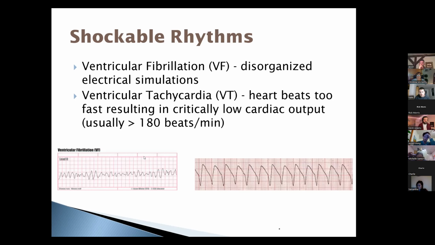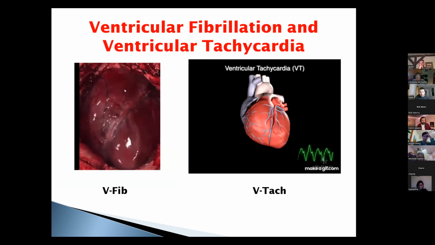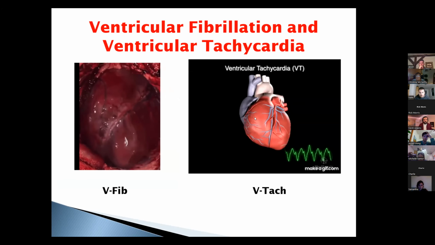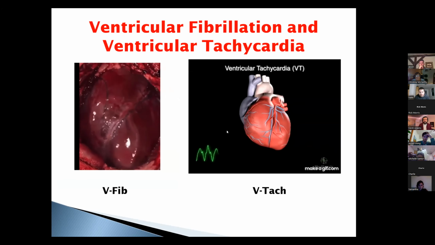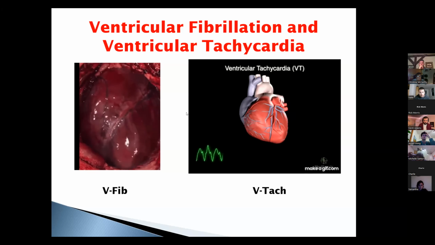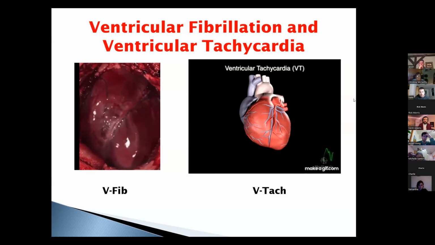So VF will look like this on a monitor, even though we can't determine it. It'll look way wonky and wavy. Whereas VT will just look like really, really fast heartbeats. So this is what it kind of looks like. This is a real heart in VF. It looks like a bag of worms. It's just jiggling. Whereas in ventricular tachycardia the ventricles are beating too fast to allow any oxygen or any blood in. And both of these people will be unresponsive, have no pulse, be not breathing, and they should get CPR and an AED.